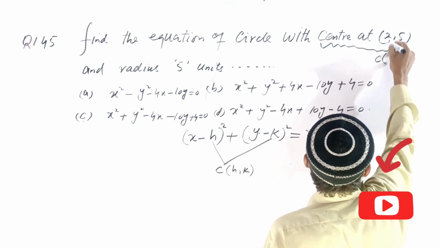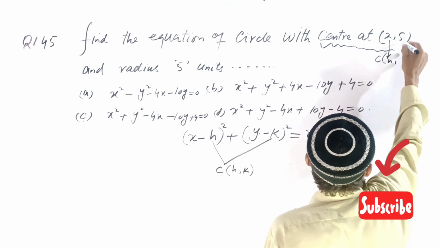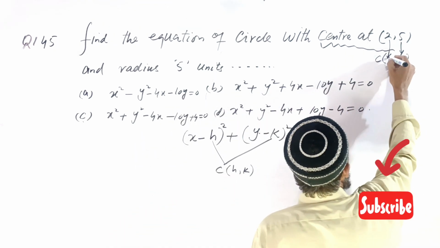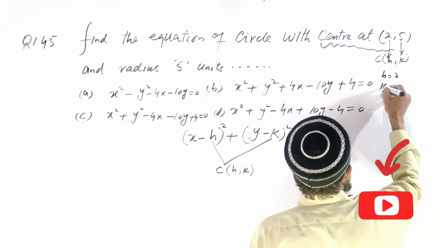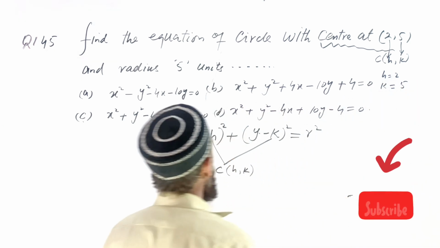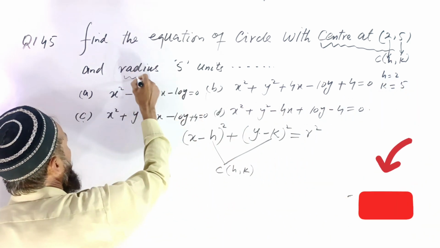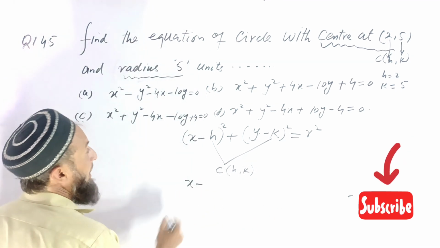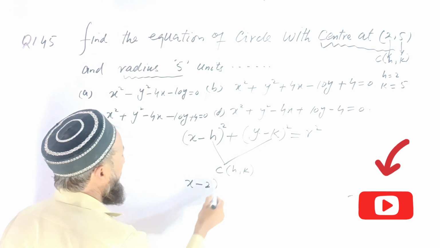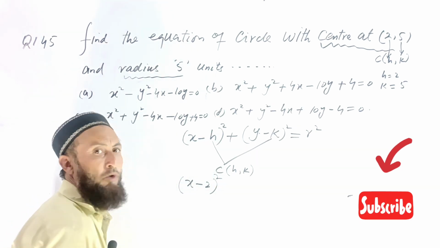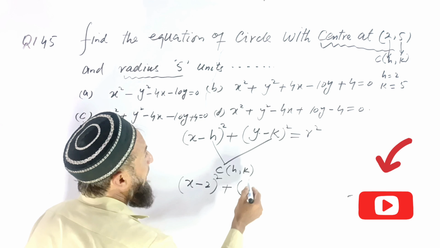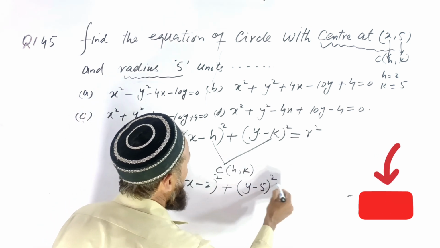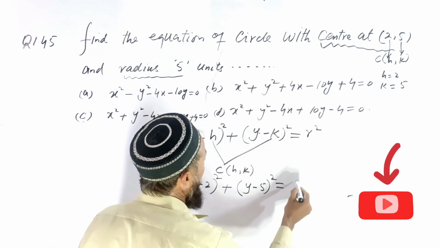Here the center is given, that is the value of h and that is the value of k. So h is equal to 2, and k is equal to 5. And the radius is given: r is equal to 5. We substitute the values: (x minus 2) whole square plus (y minus 5) whole square is equal to 5 square.